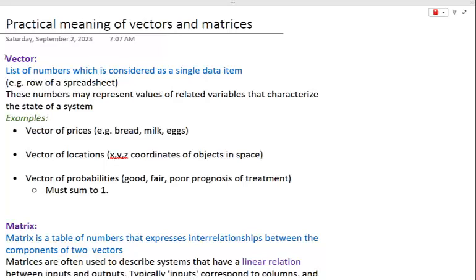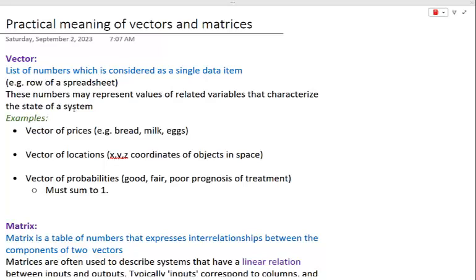First, let me start with a vector. I can define a vector as a list of numbers which is considered as a single data item. For example, rows of a spreadsheet. So these numbers may represent values of related variables that characterize the state of a system.